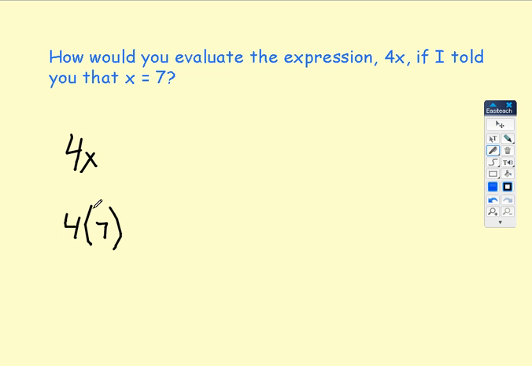Now I always, when I substitute, put it in parentheses. That's a habit you need to get into. Notice the difference if I don't put parentheses. Does that look like 4 times 7? No, it looks like 47. That isn't something we want. So get in the habit anytime you substitute to put it in parentheses. So again, 4 times 7. Now I need to simplify that expression, so I'm evaluating it and simplifying it. 4 times 7 is 28.